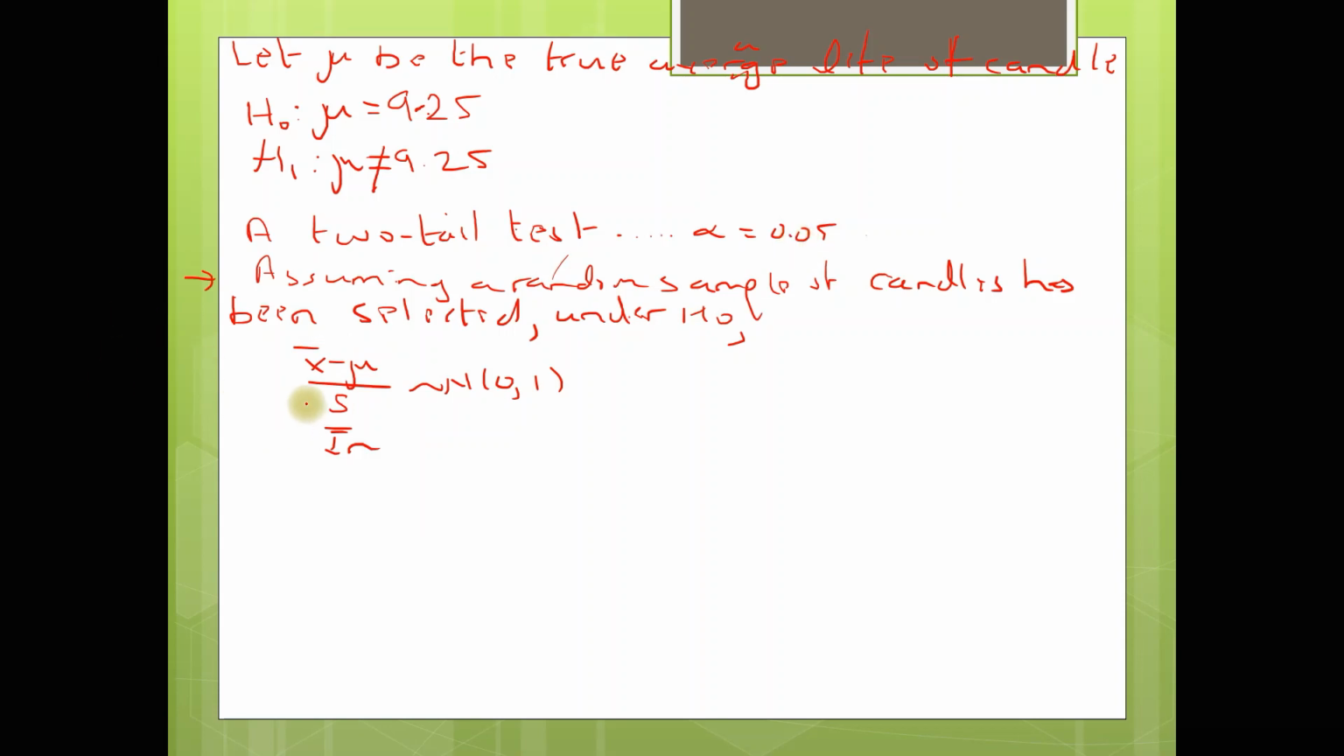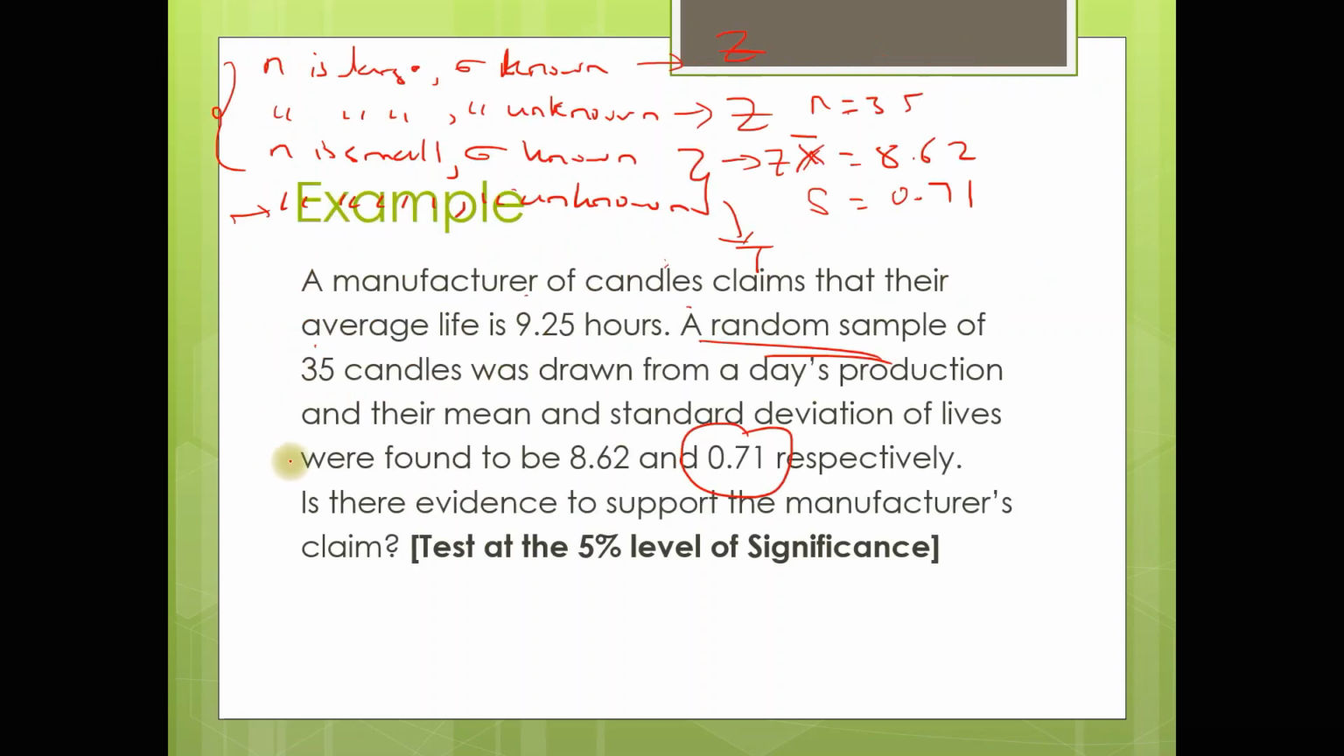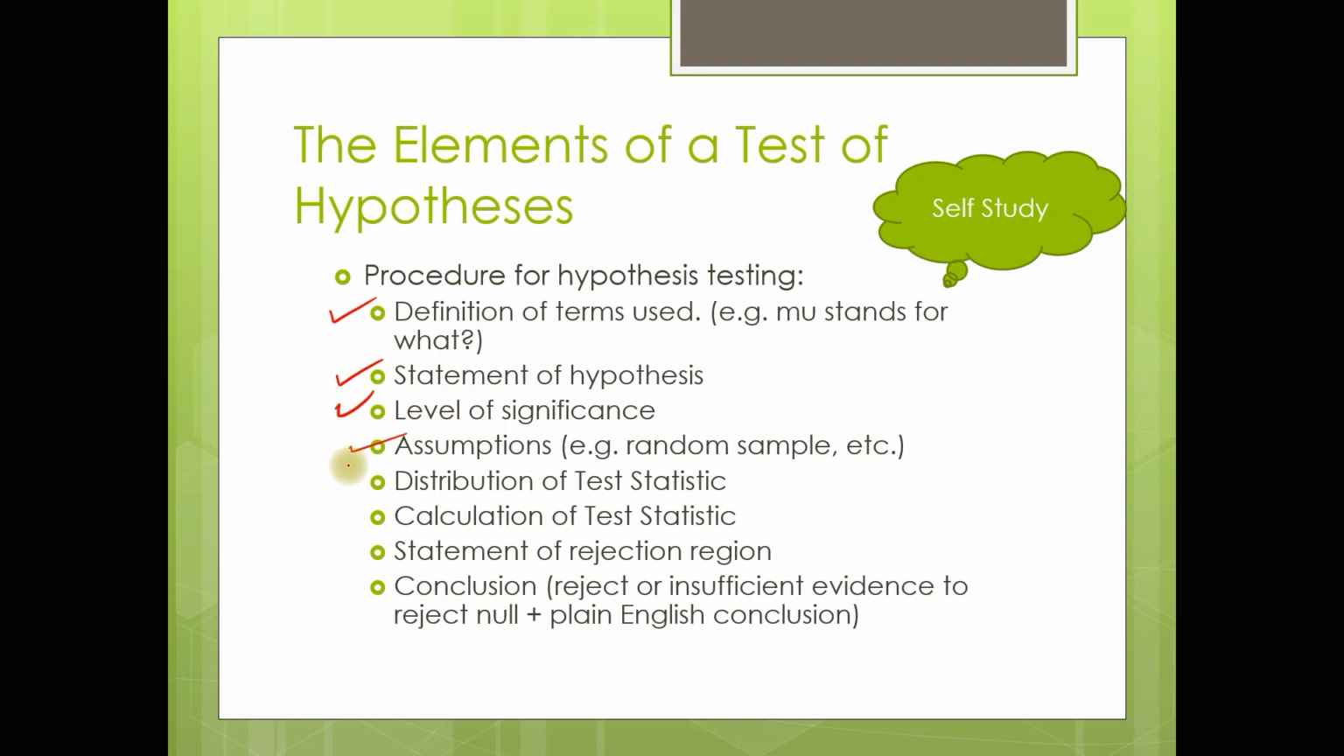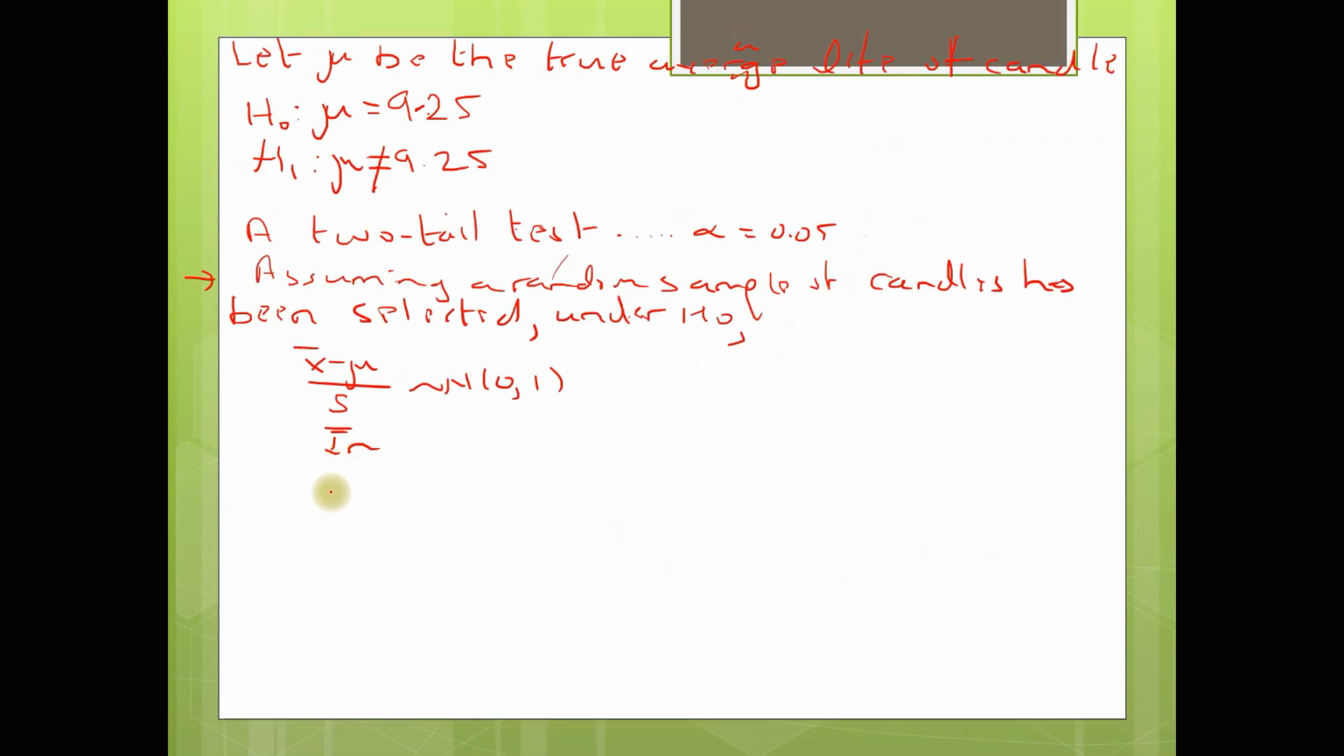So let's continue here. You've got an idea of what this is about. The next step is to compute. So let's get back to this step. The distribution of the test statistic is done. We are going to compute the test statistic. To compute the test statistic, we are going to call it Z because it is from a normal distribution. And how do we get that? It is by taking x bar minus mu divided by s over root of n. So let's do it.